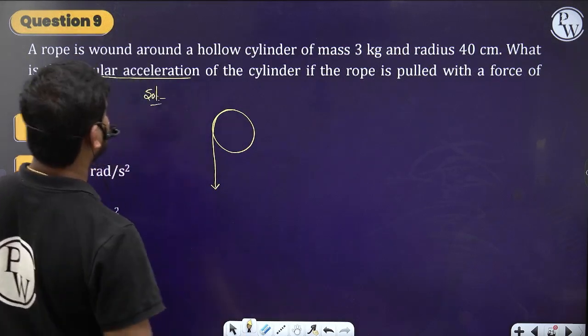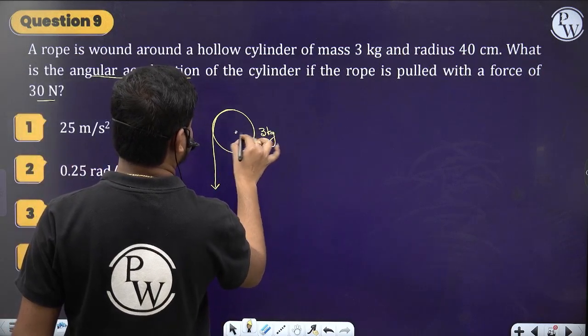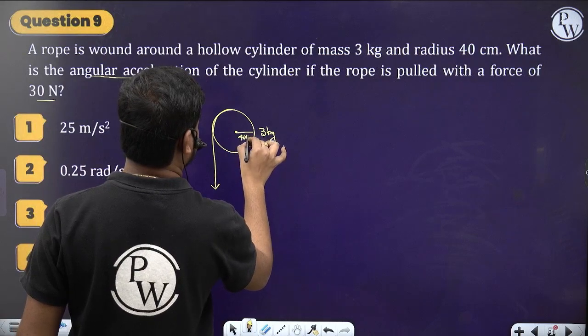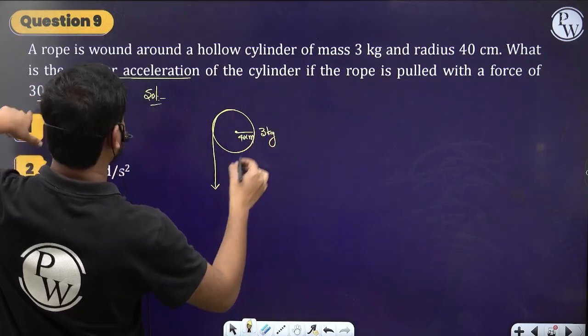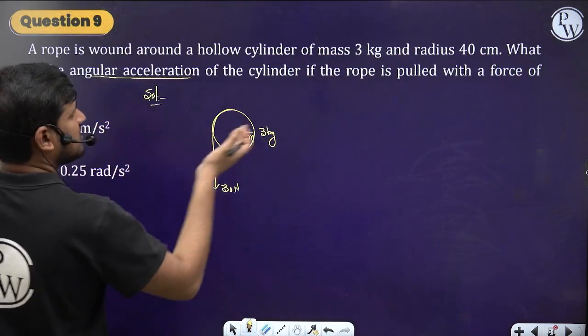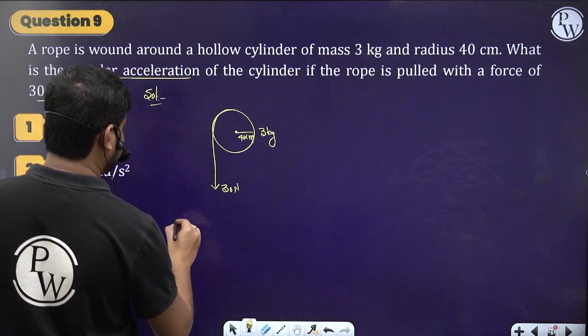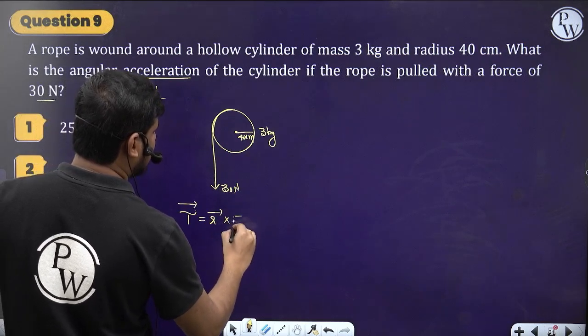Now this cylinder is of mass 3 kg and the radius of this circular cross section is 40 centimeter. They pulled it with a force of 30 newtons. Now they are asking what is the angular acceleration. Same thing, so let's find the torque first. The torque is equal to R cross F.